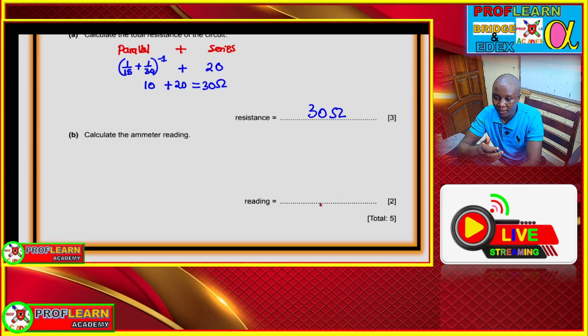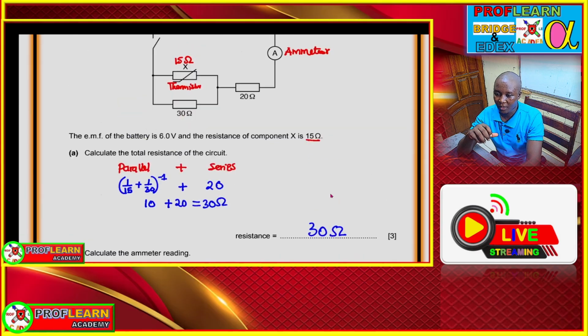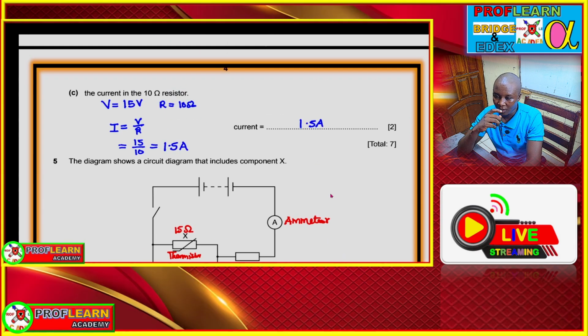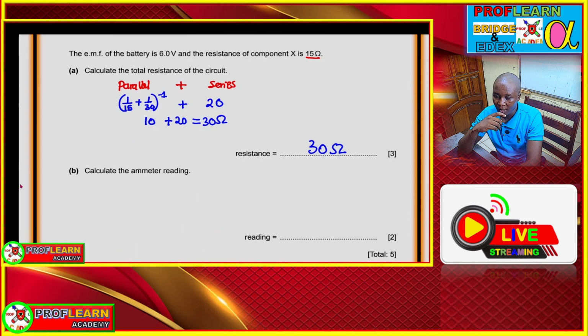Now for us to calculate the ammeter reading, you see the ammeter is going to read the total current that is flowing in this circuit. So we're going to use the PD, the total PD here was 6 volts, and the total resistance is 30. So we can say current is 6 over 30 because current is voltage over resistance, which we're going to work out here, and we shall say 0.2 amperes as the current that is running through the ammeter.